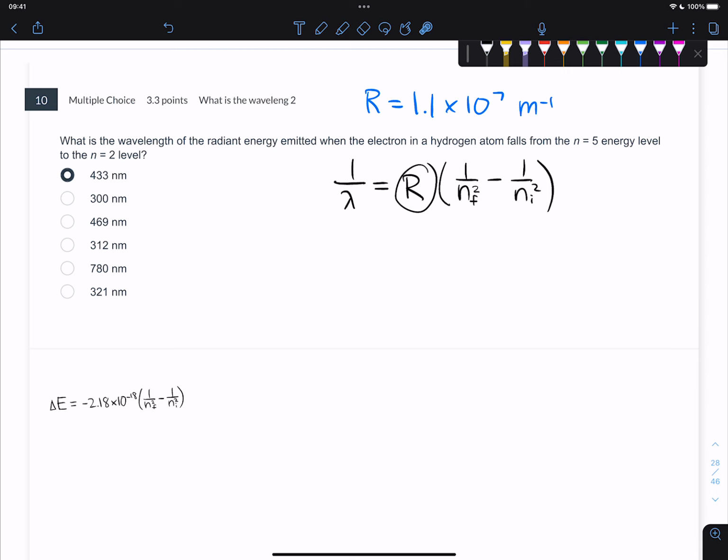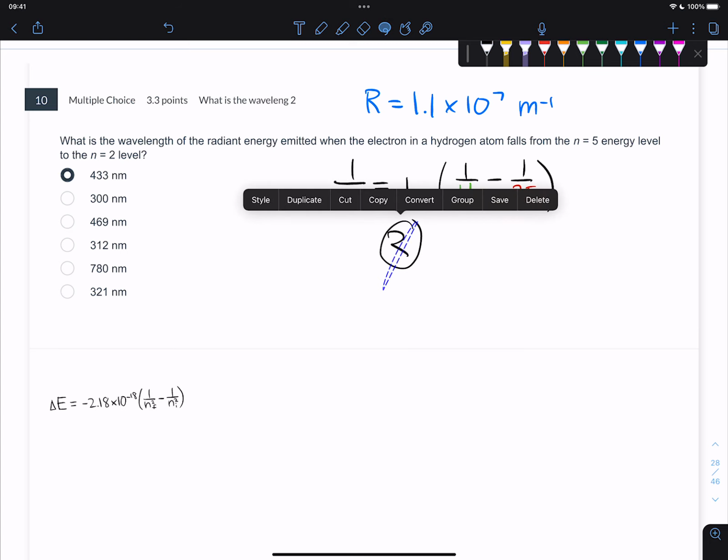All right, so all you got to do is plug everything in. So let's do that. We have 5 as the initial energy level. So you can put a 5 here, and we're squaring that. So that's going to be 25 in the denominator. And then 2 is the final energy level. 2 squared is 4. So we can replace that here. And then R is that number.